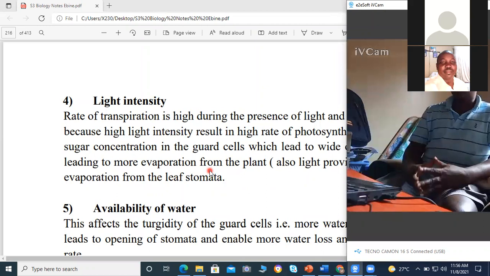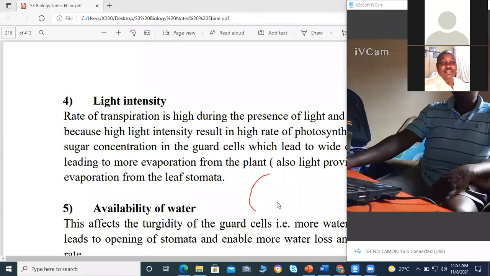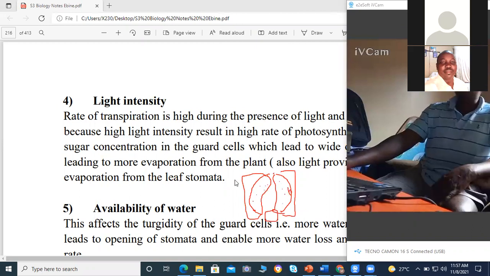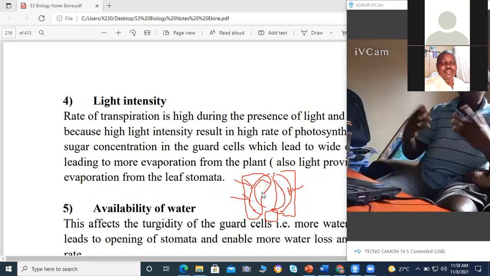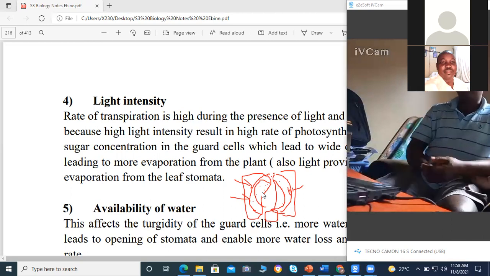Now, there is a guard cell there, and of course there are other cells, epidermal cells, that surround them. But this guard cell has chlorophyll. Once they become concentrated with sugar as a result of increased photosynthesis, more water enters inside. Once the water enters, these cells stretch. But because the inside is flexible and the outside is rigid because it has a cell wall, the inside will pull out, resulting in widening of the stomata. So the stomata opens up, and because of an open stomata, we are going to have an increased rate of transpiration.